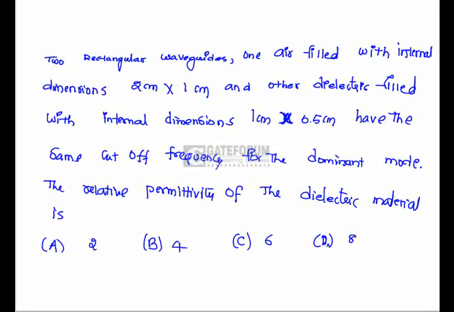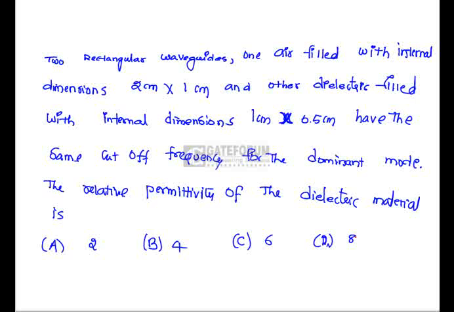There are two rectangular waveguides. One is air filled with an internal dimension 2 cm by 1 cm and the other dielectric filled with an internal dimension 1 by 0.5 cm, have the same cutoff frequency for the dominant mode. The relative permittivity of the dielectric material is.